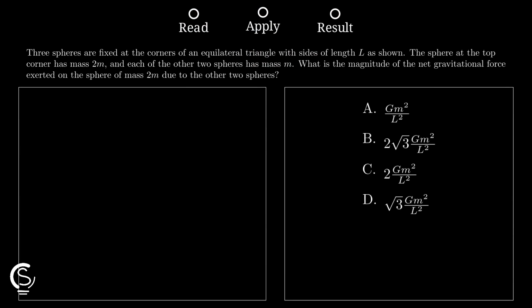First, calculate the force from one mass m on the top mass 2m using Newton's law. This gives us 2Gm² over L² for each side.